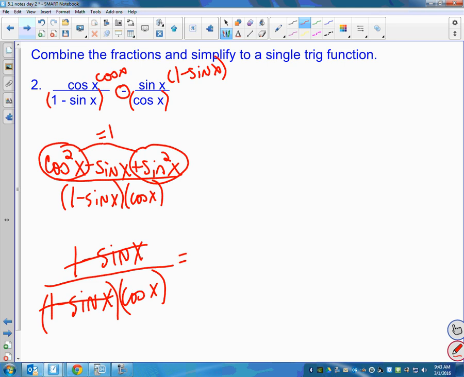Remember, we're dividing here, so the top and left is 1 over cosine x. Am I going to leave my answer 1 over cosine x? No, I'm going to flip it up, and I'm going to make that.